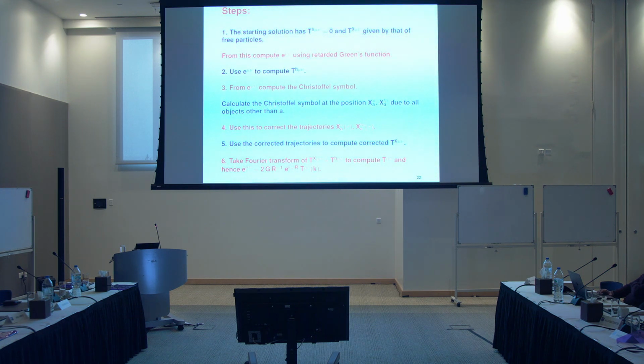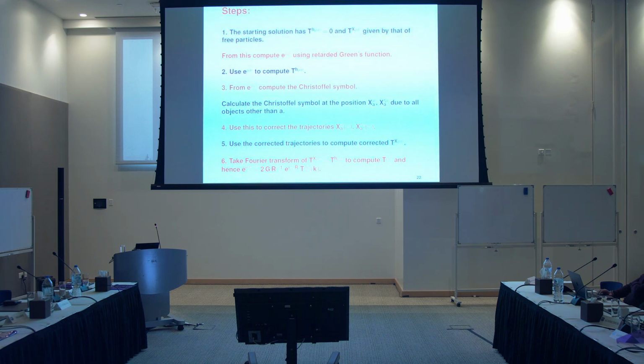So, using this we can now correct the trajectories of the particles. X mu of tau was the trajectory that we started with, that is the free particle trajectory along a straight line. Now, because of the Christoffel symbol, the particle trajectories get corrected. So, we correct the particle trajectories and then we use these corrected trajectories to compute corrected Tx. So, this completes the first iteration.